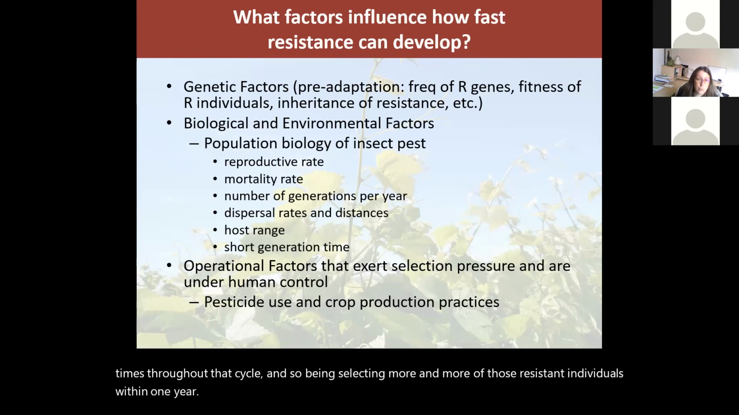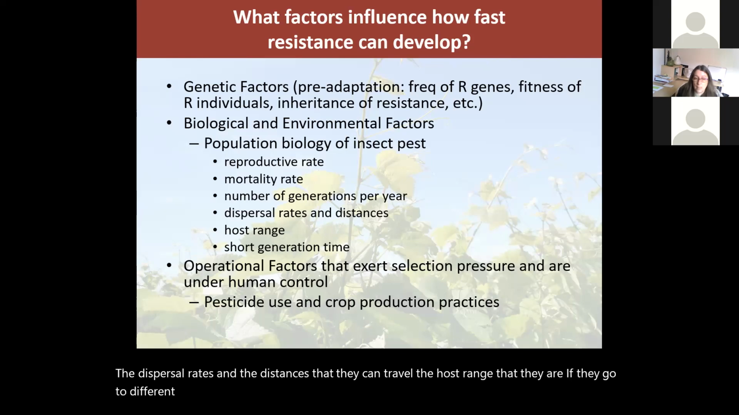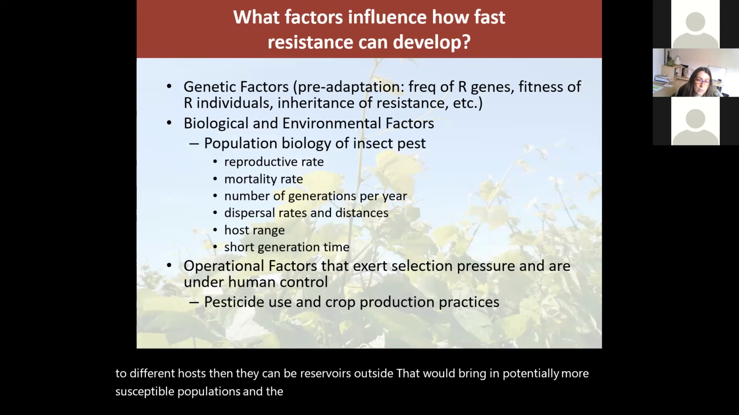The dispersal rates and the distances that they can travel, the host range that they are, if they go to different hosts, then there can be reservoirs outside that would bring in potentially more susceptible populations. And the short generation time is also going to play a role there.